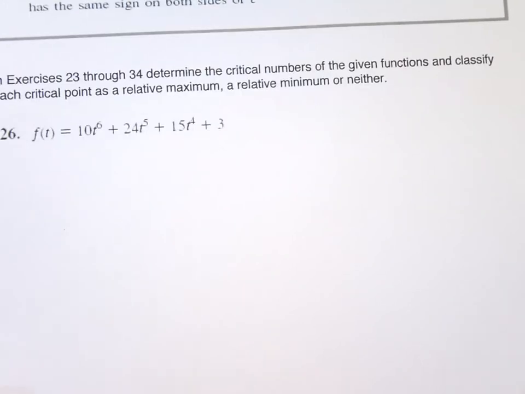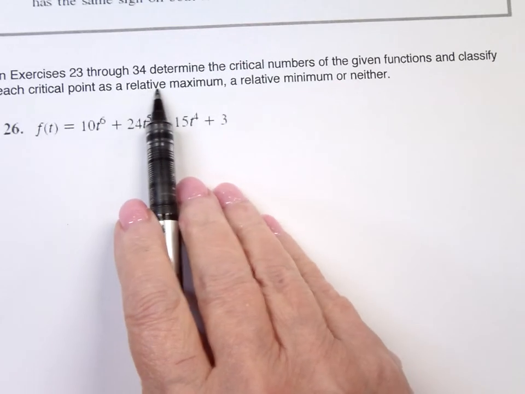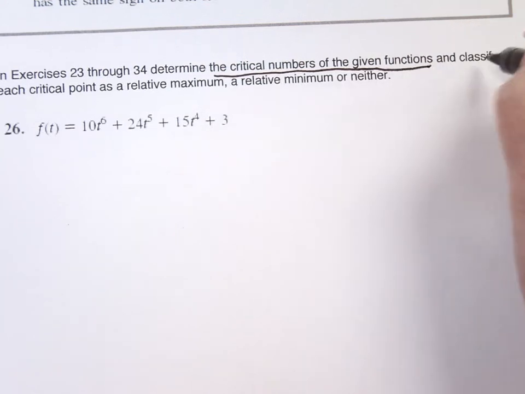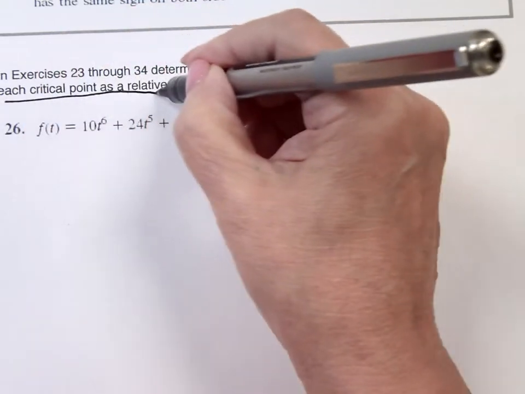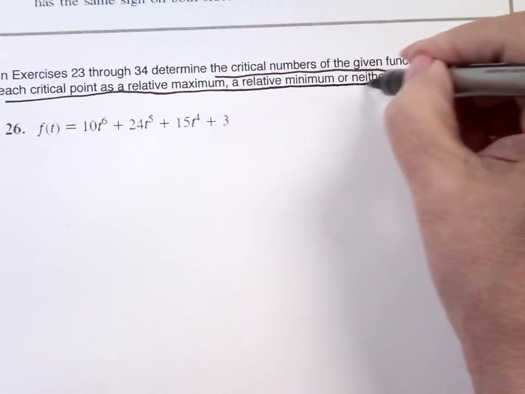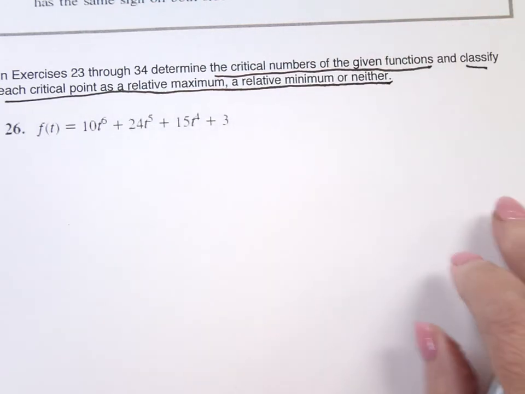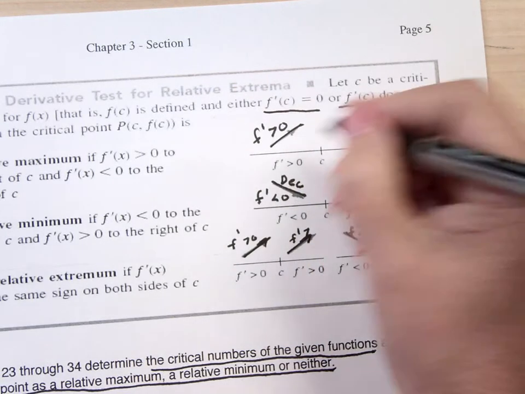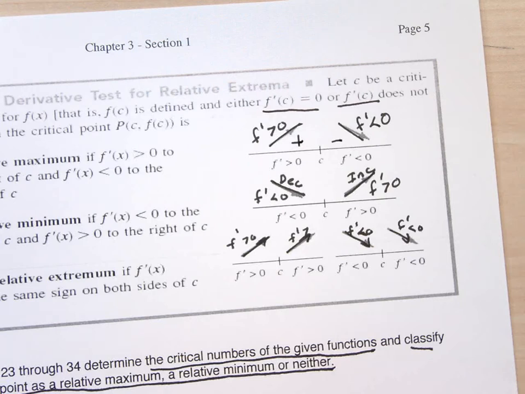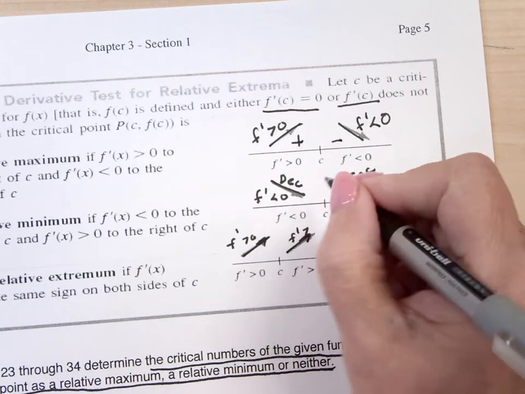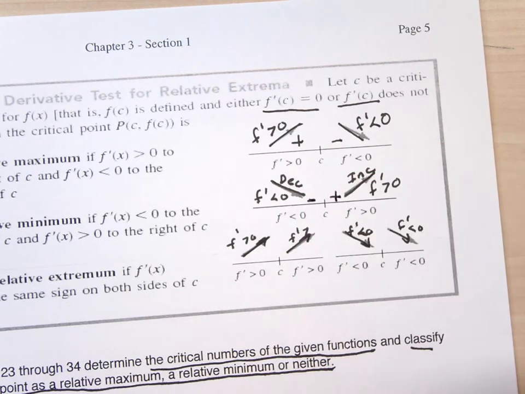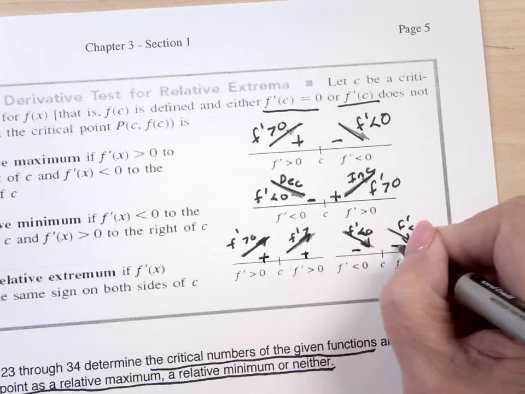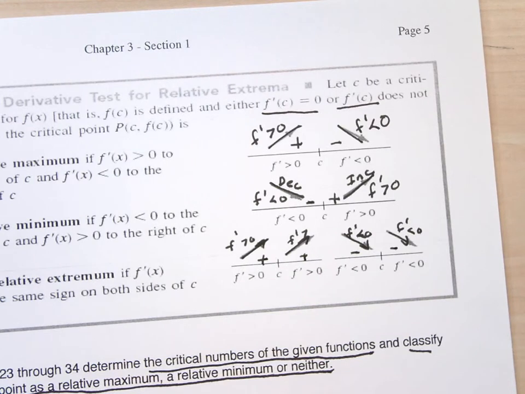So here we go. In exercises 23 through 34, determine the critical numbers of the given function. Classify each critical point as a relative maximum, relative minimum, or neither. Maximum: plus minus. Minimum: minus plus. Neither: plus plus or minus minus. If we go to our number line, that's what we expect to see.